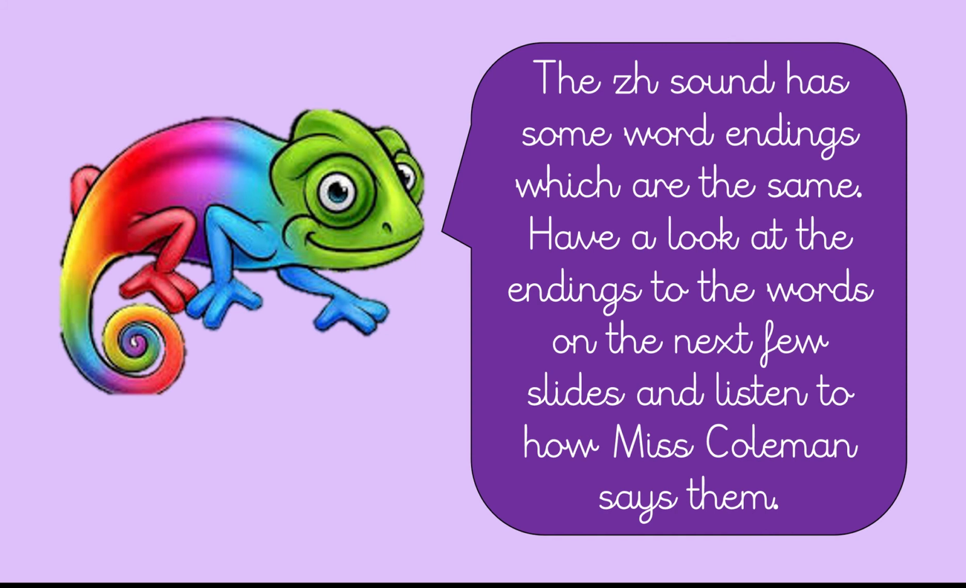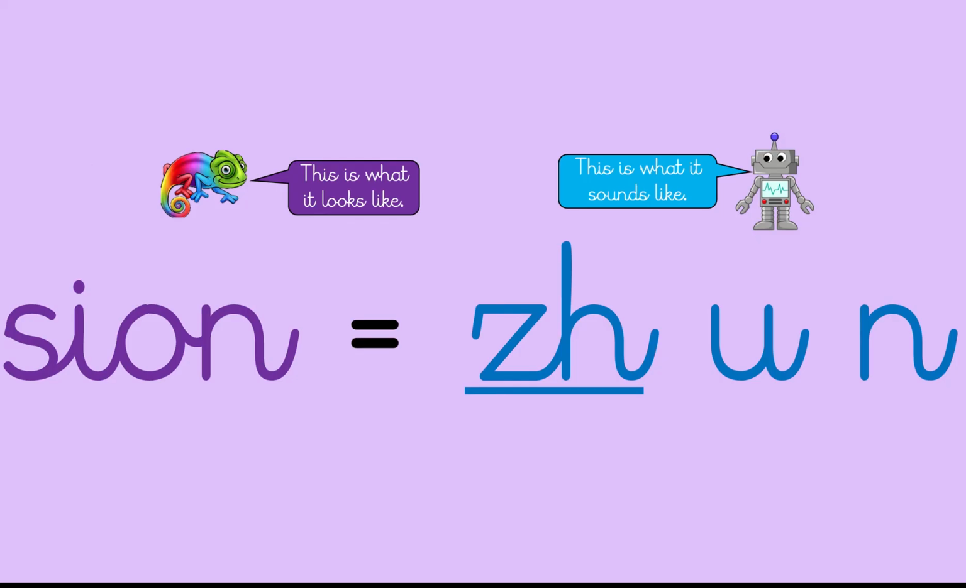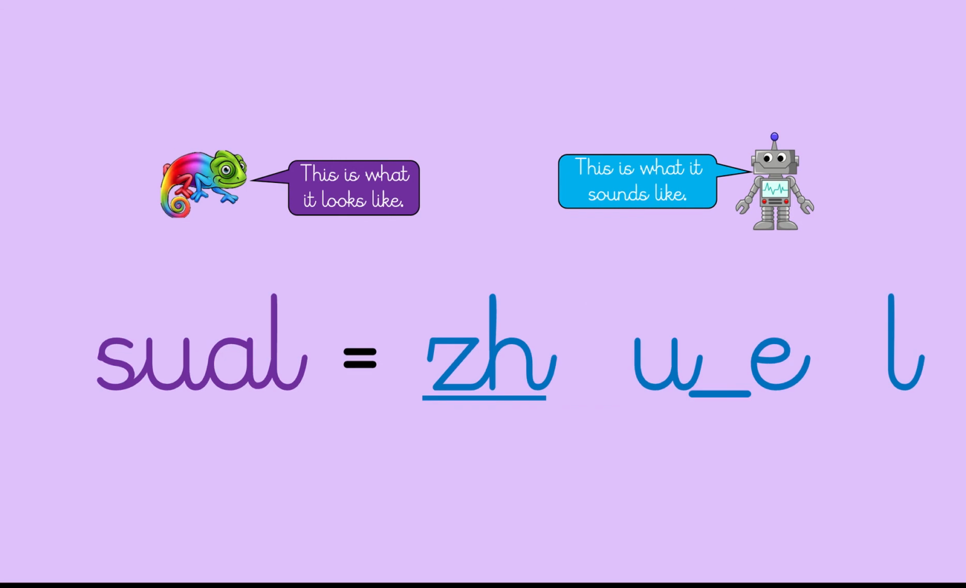The Z sound has some word endings which are the same. Have a look at the endings to the words on the next few slides and listen to how Miss Coleman says them. Do you remember this one? So the first bit was the Z, and then it said zh, un. So these letters together make the ending zhun, zhun. Let's have a look. Oh, so we've got the Z sound in this one, but we've got some other sounds on the end as well.